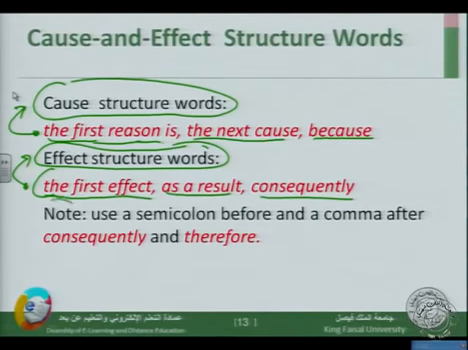And you need to pay attention when you use a semicolon. You should use a semicolon before and a comma after consequently and therefore. So, for example, you write a semicolon, and after the word you should put a comma, the same with therefore. All of these are important expressions that you can use as cause and effect structure words.